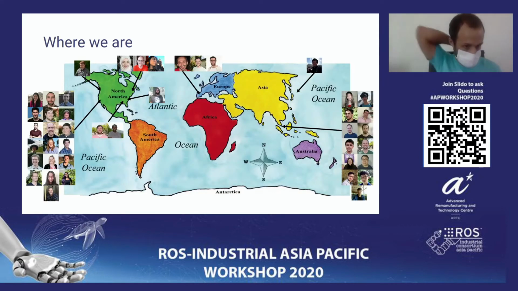So Open Robotics is spread out around the world, mostly North America, Europe, and some parts of Asia. Most of the team is in California. That's where the headquarters are, and the second biggest office is here in Singapore.